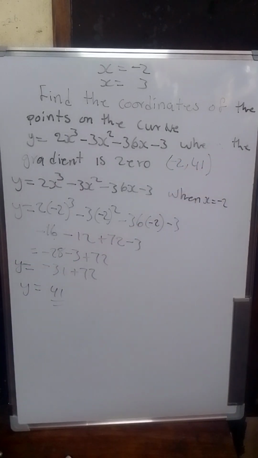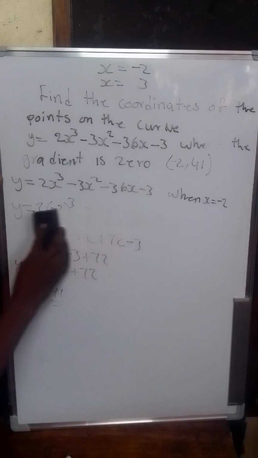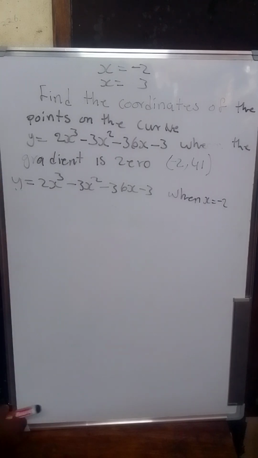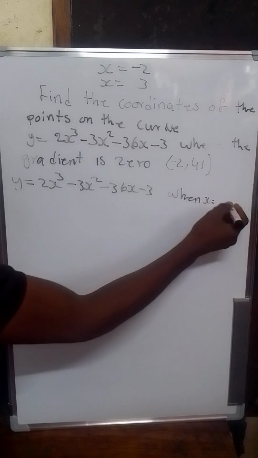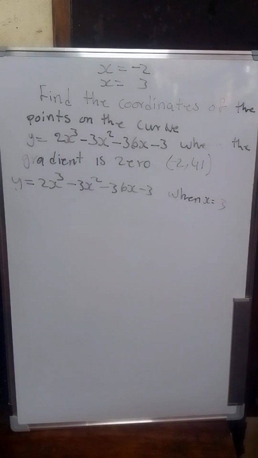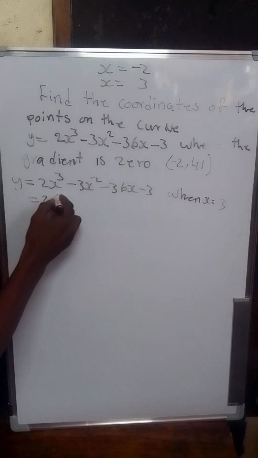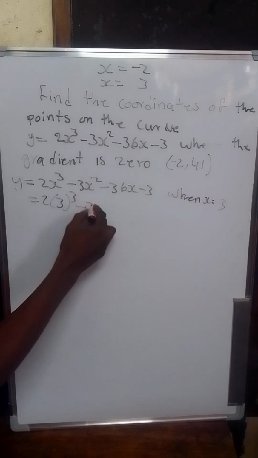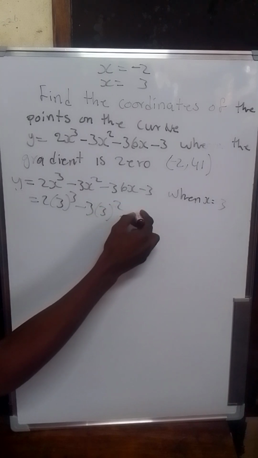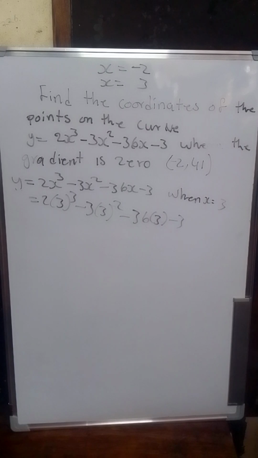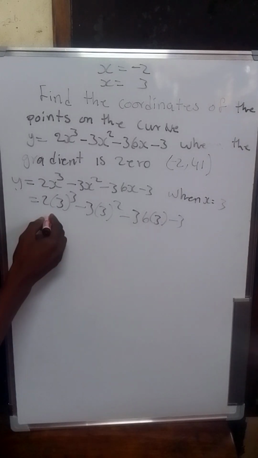The other coordinate is when x is equal to 3. So when x is equal to 3, we replace in the equation. We have 2 times 3 cubed, minus 3 times 3 squared, minus 36 times 3, minus 3. This is 27, and 27 multiplied by 2 is 54.